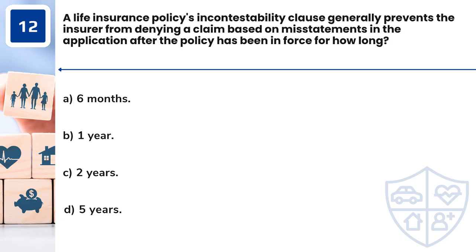Question 12. A life insurance policy's incontestability clause generally prevents the insurer from denying a claim based on misstatements in the application after the policy has been in force for how long? A. 6 months. B. 1 year. C. 2 years. D. 5 years.